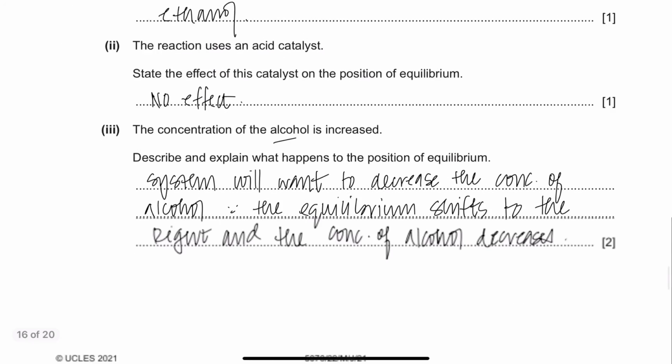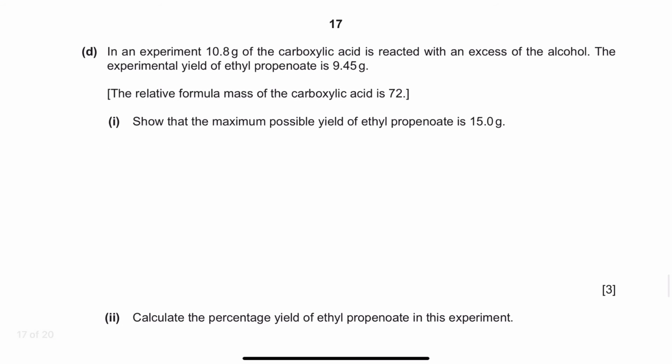Okay, yeah. That's it. In an experiment, 10.8 gram of carboxylic acid is reacted with an excess alcohol. The experimental yield of ethyl propanoate is going to be 9.45 grams. And it says show that the maximum possible yield is 15 grams.